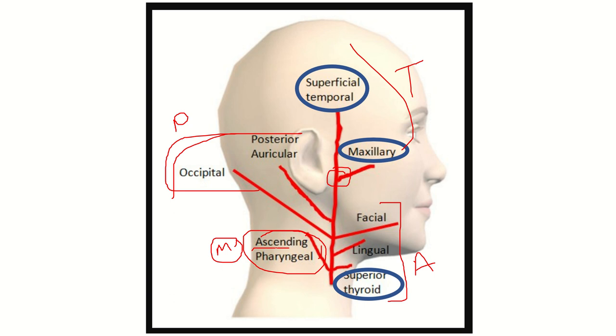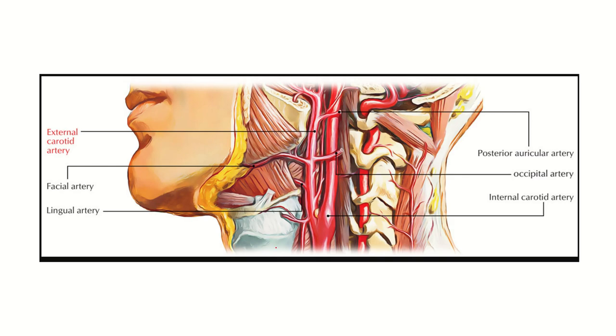So these 8 branches of the external carotid artery supply different parts of the head and neck area. In this picture, we can see the external carotid artery and the internal carotid artery. The external carotid artery lies anteriorly and medially relative to the internal carotid artery. Here this is the internal carotid artery, this is the external carotid artery, and it lies anteriorly and also medially. We can also see some important branches of the external carotid artery.